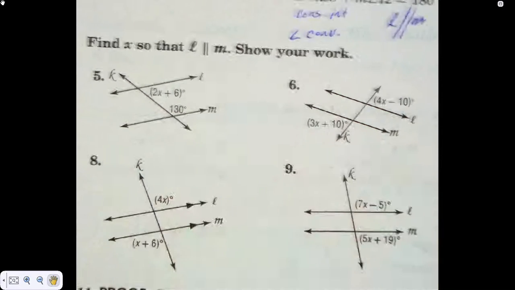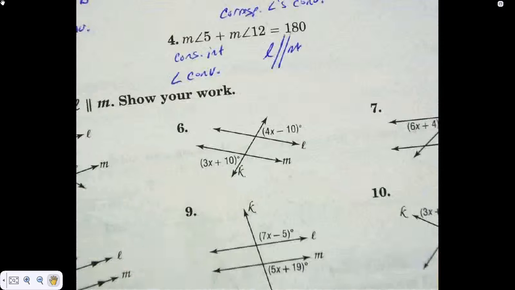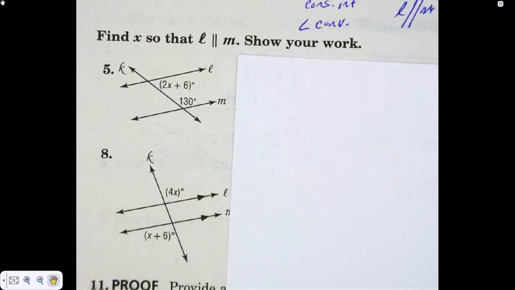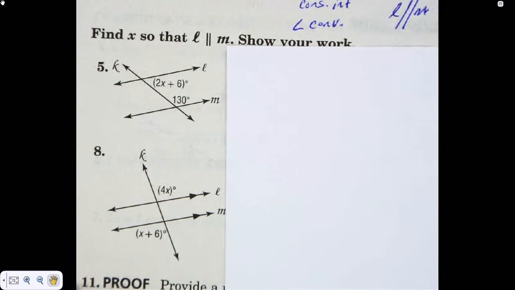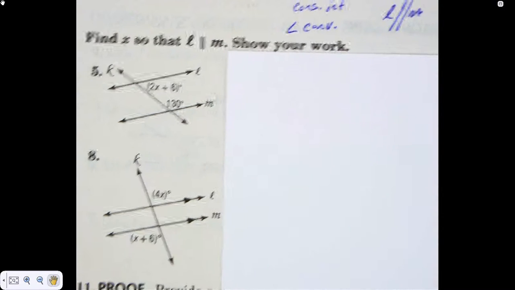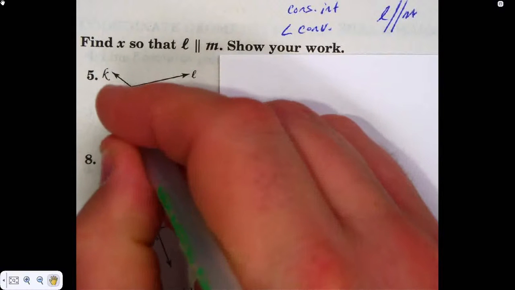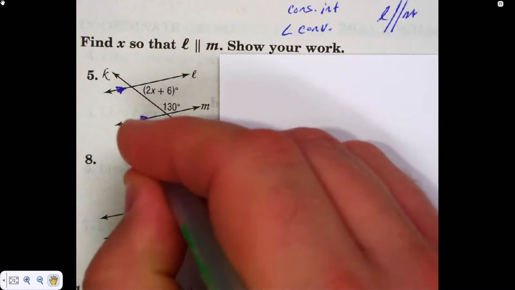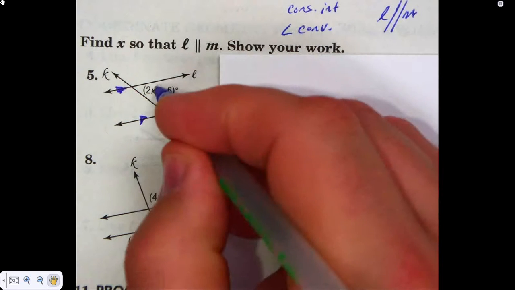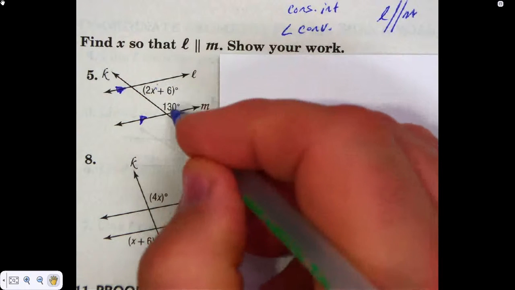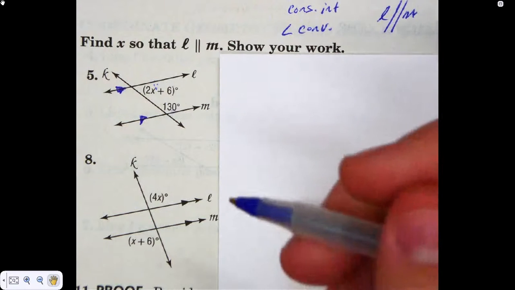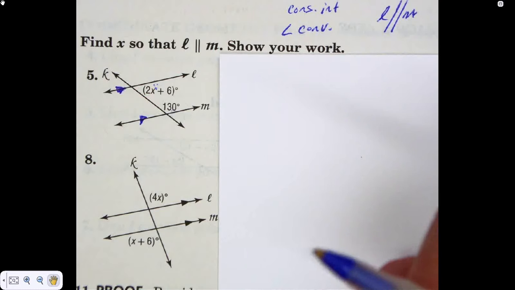Let's look at this one right here. Let's look just at number 5 right now. It says find x so that L is parallel to M. So what are they saying to us? Find x, which would make that parallel to that. So isn't that just like some problems from section 3.2? How should this angle relate to this angle? What are they?